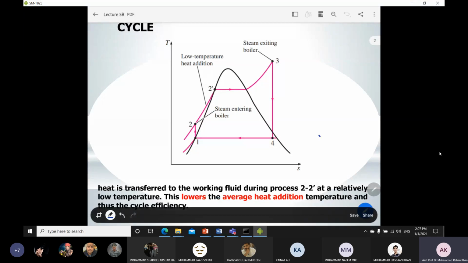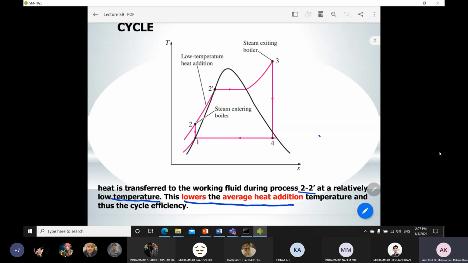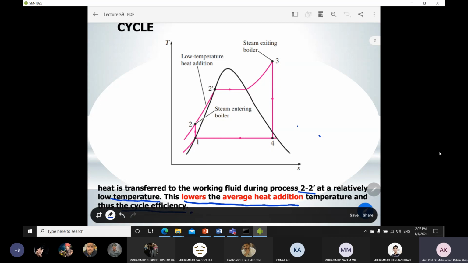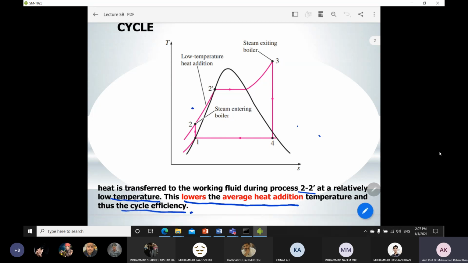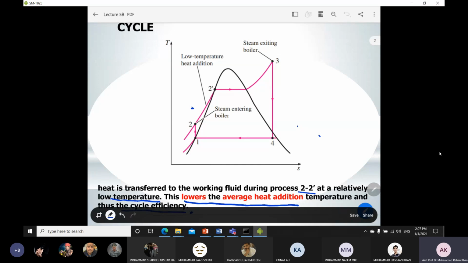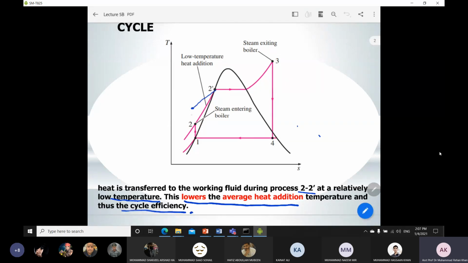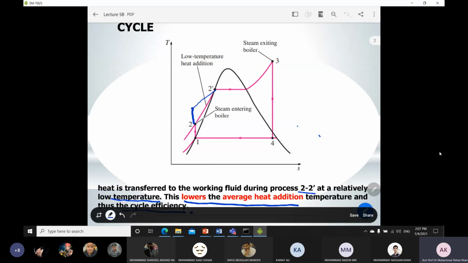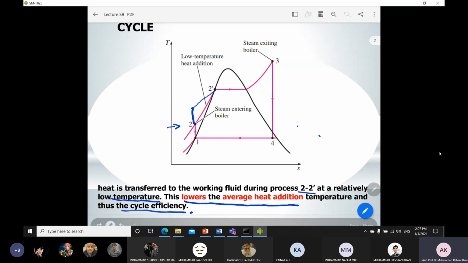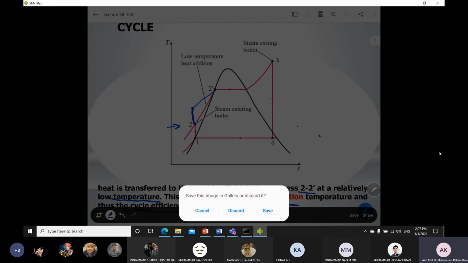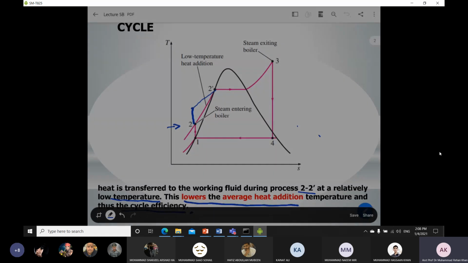But the heat transfer to the working fluid during 2 to 2 dash occurs at a relatively low temperature. This lowers the average heat addition temperature and thus the cycle efficiency. The solution is to enhance this temperature, so that the fluid coming from the pump is already in a preheated state. For example, if we raise point 2 this way, our efficiency will increase. The idea of regeneration is only this: enhance the temperature at point 2, so that we get maximum thermal efficiency and the area under the curve also increases.